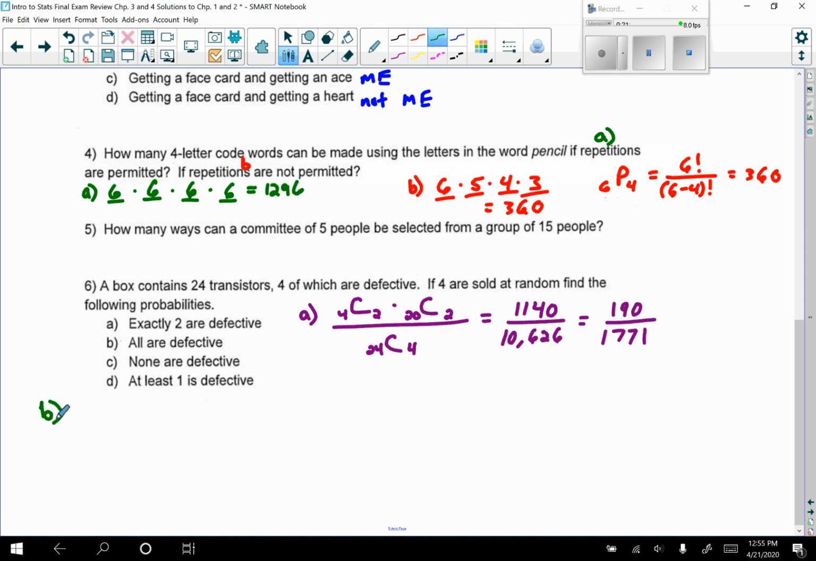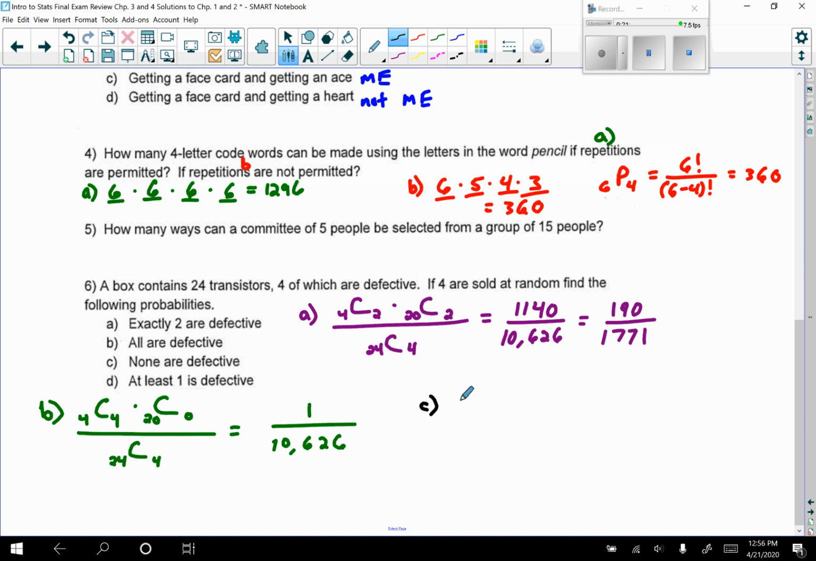All right, so for question B, all are defective. This means that of the 4 that are defective, we're choosing 4. And we really don't need the other part, but this just means of the 20 that are not defective, we're not choosing any. Remember, that's always going to turn out to be a 1. And again, this will be over the combination of 24 choose 4. And then this gives us 1 over 10,626.